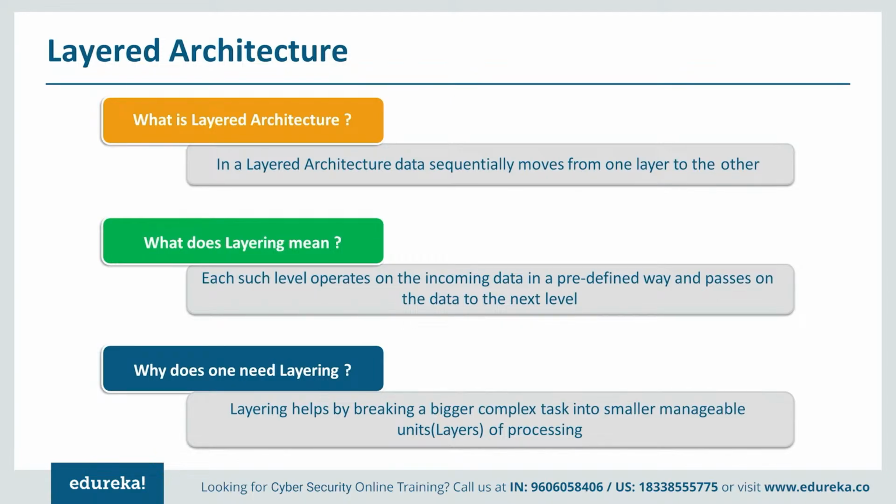What is a layered architecture? In a layered architecture, data sequentially moves from one layer to the other. Initial processing is done by the first layer, then it moves to the second layer. Likewise, it goes to the third, fourth, fifth, and up to the seventh layer. When we start from the physical layer, the application layer would be the seventh layer.